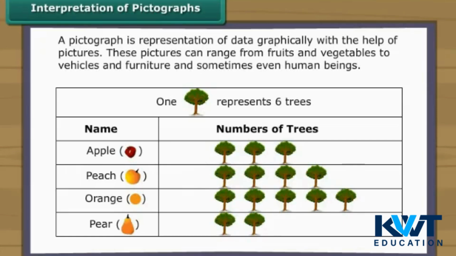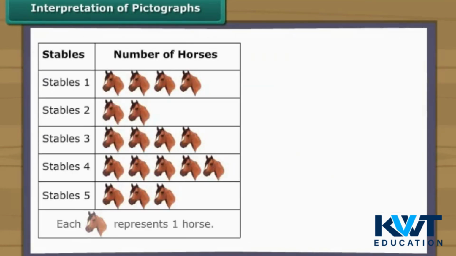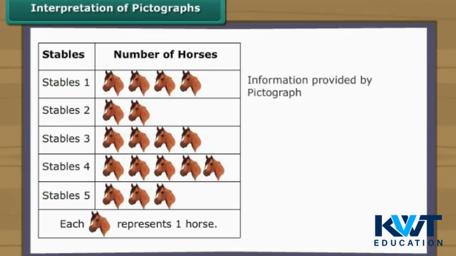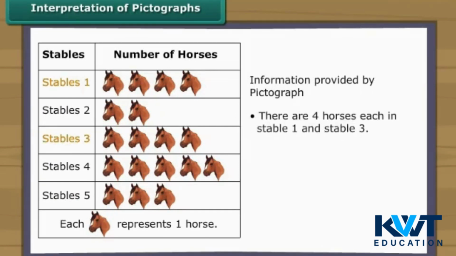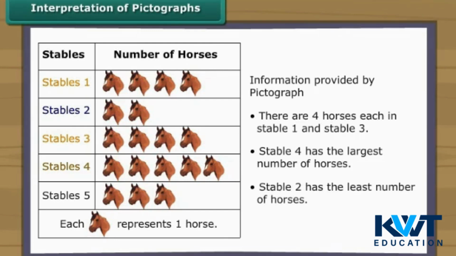Let us understand pictographs by interpreting the data they represent. Look at this pictograph. It shows details of horses in 5 different stables in a village. Each picture of a horse represents one horse. It is clear from the pictograph that there are 4 horses each in stable 1 and stable 3. Stable 4 has the largest number of horses. Stable 2 has the least number of horses.